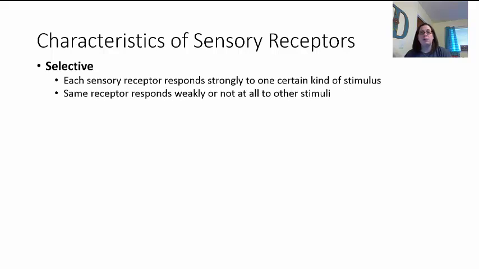So each sensory receptor responds strongly to one certain kind of stimulus. Now, the same receptor may respond weakly to another type. This is why sometimes when you put your hand in an ice bath, the cold receptors detect it, but the pain receptors will also weakly detect it at first, and that causes a little bit of pain as well. Okay, so we see that they can cross a little bit, but it's going to be a weaker reaction than if it was just the cold that's there.